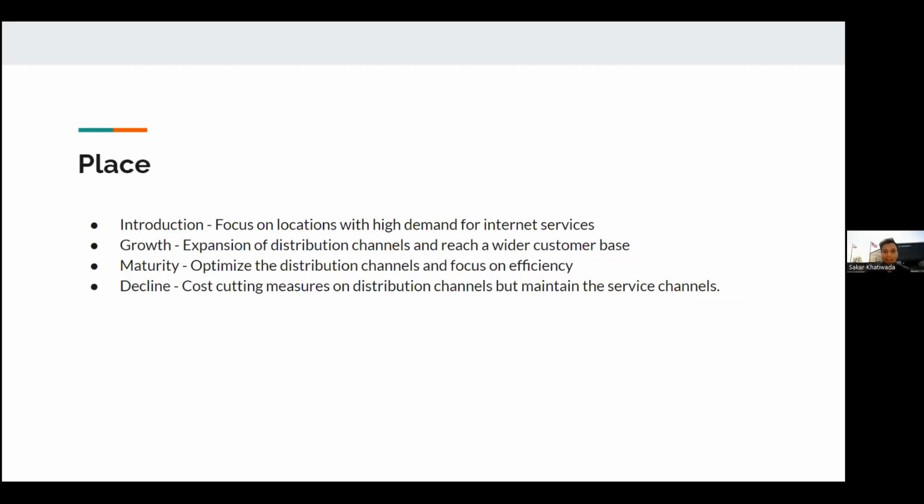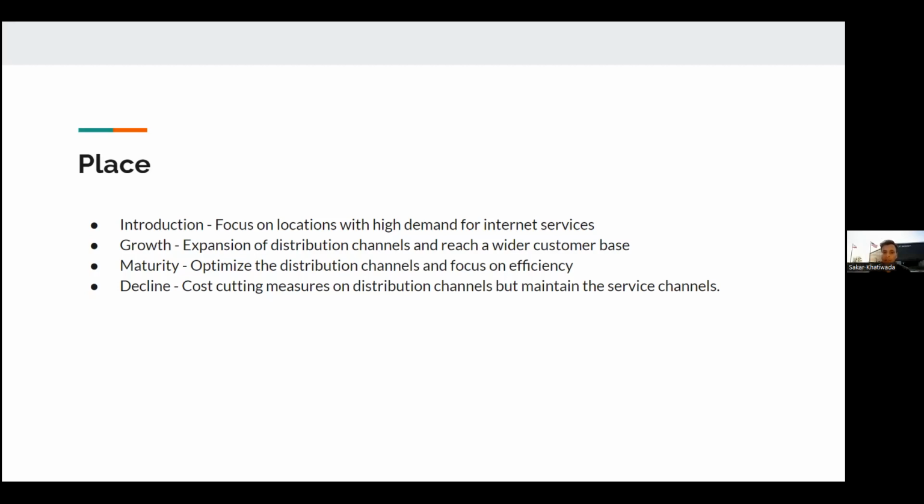Moving on to the last marketing mix, that is place. So let's straight up move on to the product life cycle. During the introduction stage, Worlding should focus on getting its product in front of the right customers. Since the product is new and the brand is new itself, it is important to focus on making it easily accessible to potential customers. Worlding should consider launching the product in its selected location where there is a high demand for internet services. So Worlding did that by launching its product in Kathmandu only for the first time.